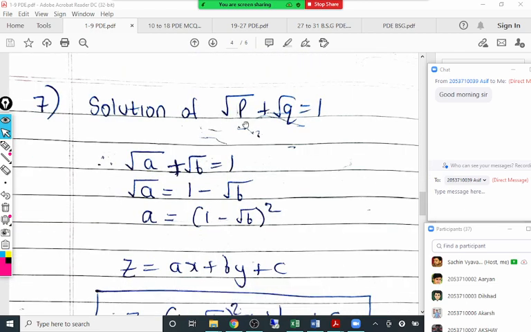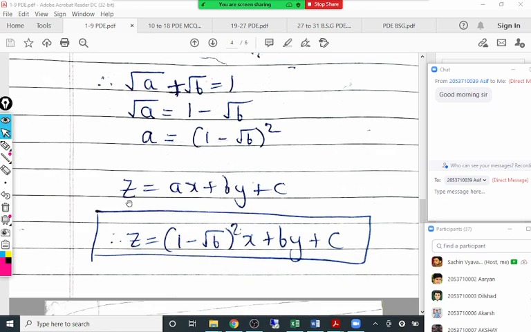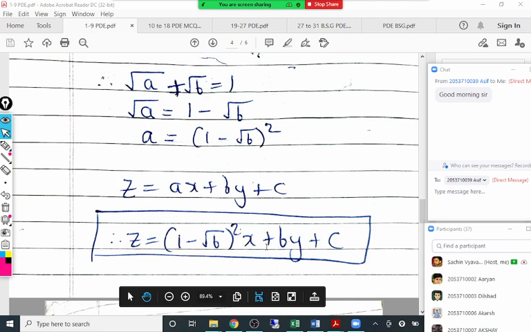7th, we have to solve root p plus root q equal to 1. Yes, it is f of p q again, that is the form. So we get the relation between a and b. Very nice. You got a in terms of b, and z equal to ax plus by plus c is always a solution where either we have to replace the value of a or we have to replace the value of b. In this case, Sahitya replaced the value of a and we get the solution in terms of b and c. So the final answer should contain only two arbitrary constants because it is a solution representing the first order PDE. Because of that, the answer is in two constants b and c there. Good.